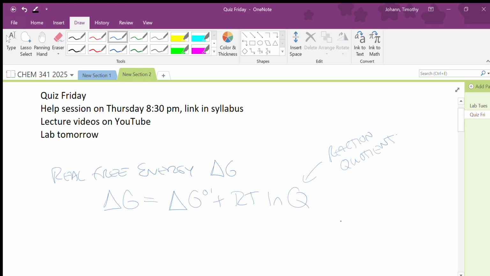So let's say we had a reaction where A plus B goes to C plus D. Well, then, if that was the case, Q would be equal to the concentrations of the products over the concentrations of the reactants, like that.